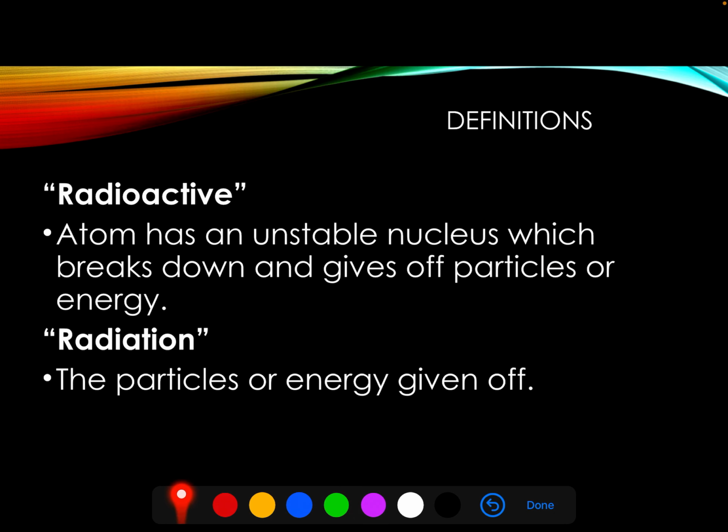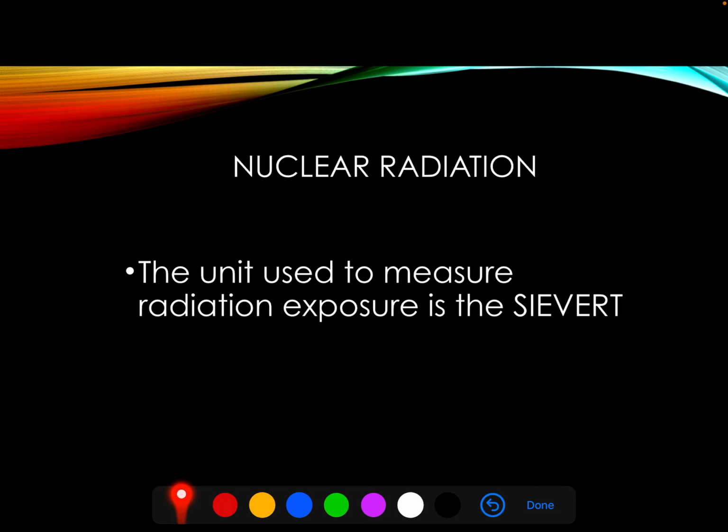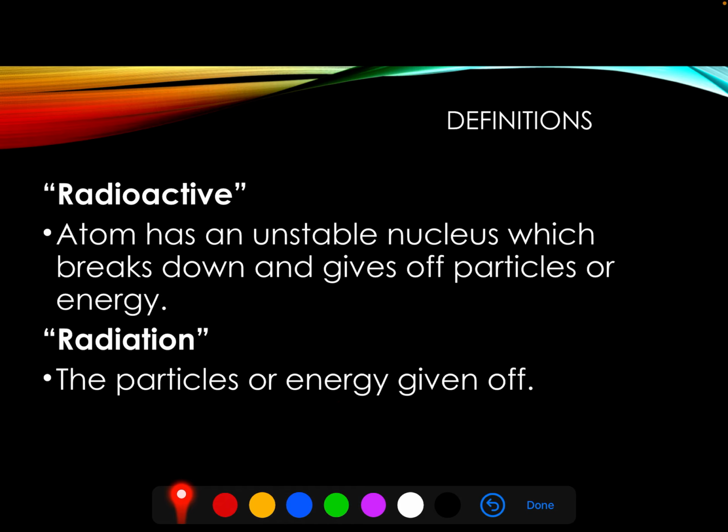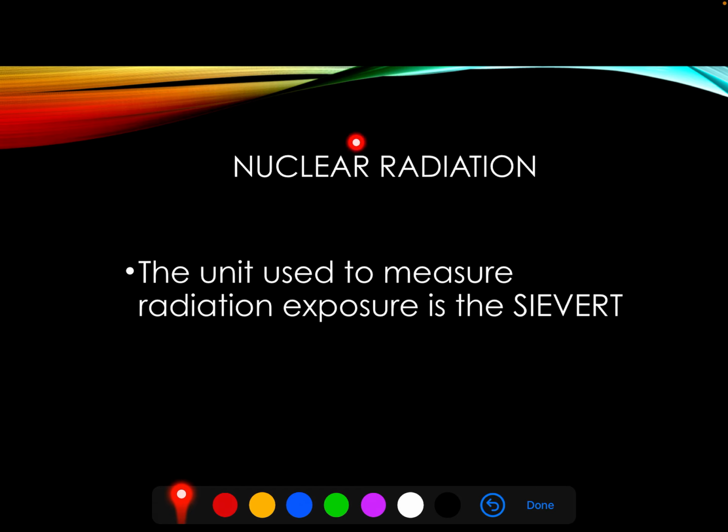Okay, so this word radioactive. Radioactive happens when an atom has an unstable nucleus which breaks down and gives off particles or energy. That's what radioactive means. It doesn't mean radioactive man or the Incredible Hulk or anything like that. Radiation is the word that we use to describe the particles or the energy that's given off. Nuclear radiation would therefore be these particles or energy that are given off when we're talking about nuclear chemistry.